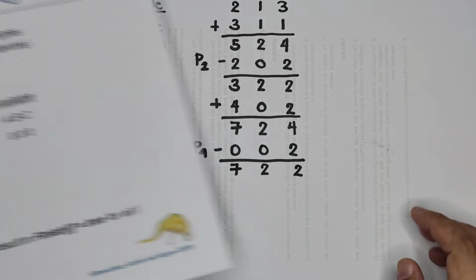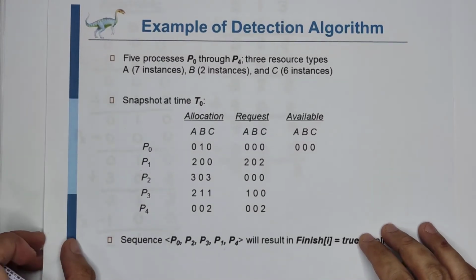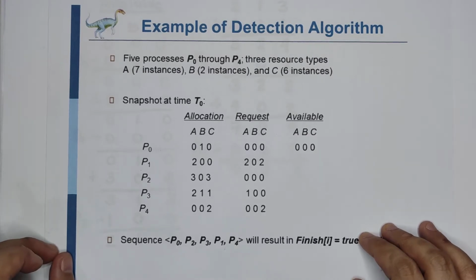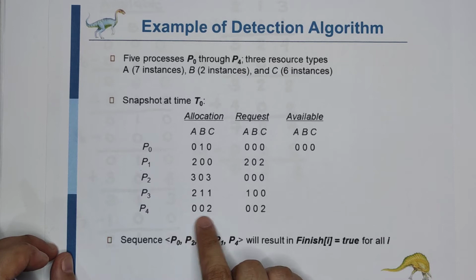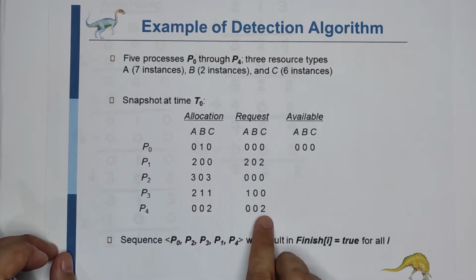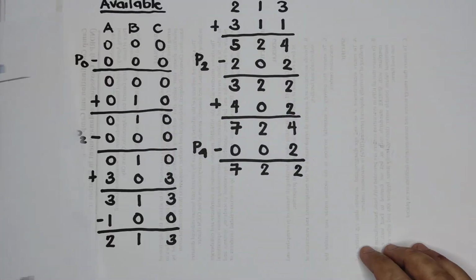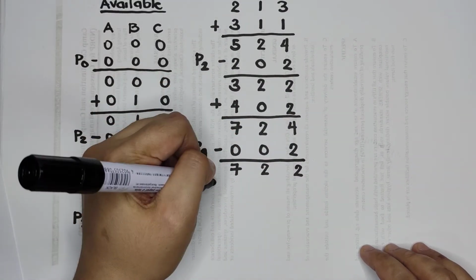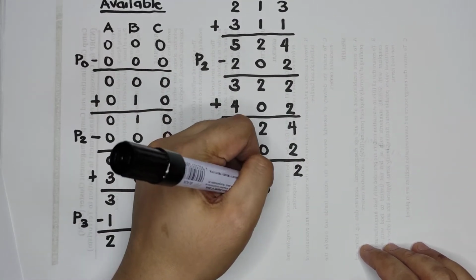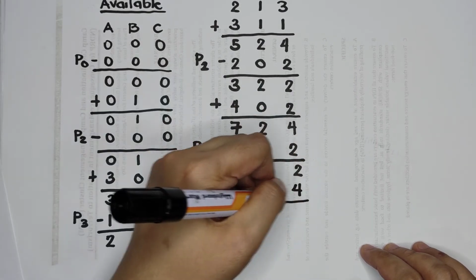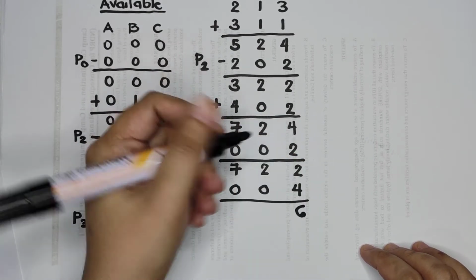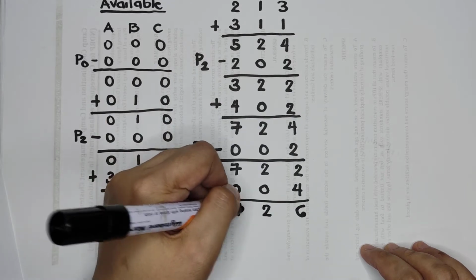And then next, after P sub 4 has finished its execution, we have to return all the resource values. So 002 plus 002, we have 0, 0, then 2 plus 2 is equal to 4. So plus 004. So we have 6, 2, and then 7.